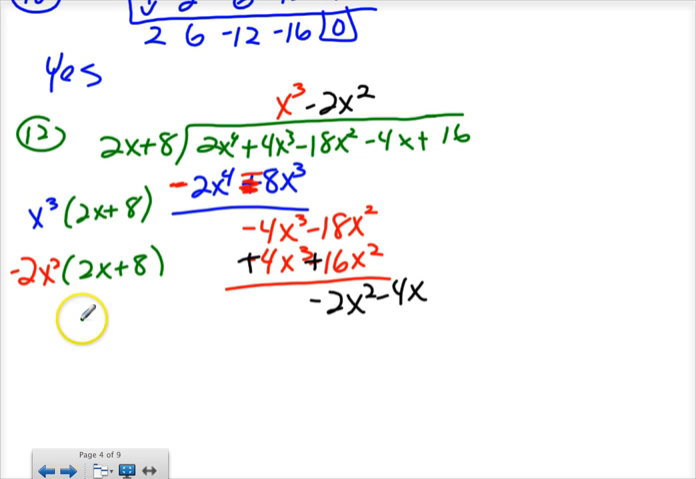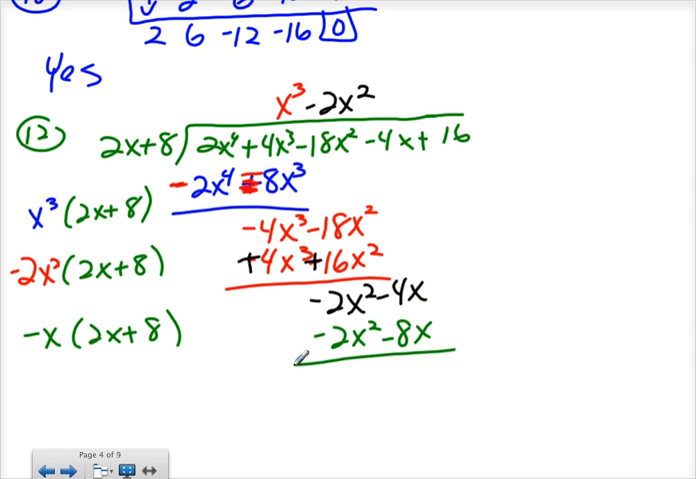Go back to 2x plus 8. I need a negative 2x squared, so I need to multiply that by a negative x. That will give me a negative 2x squared minus 8x. Change the signs and add, and it did its job, so I'm going to put my little negative x up here. My x squareds are gone, and I get 4x, and I bring down my last term there, my constant.